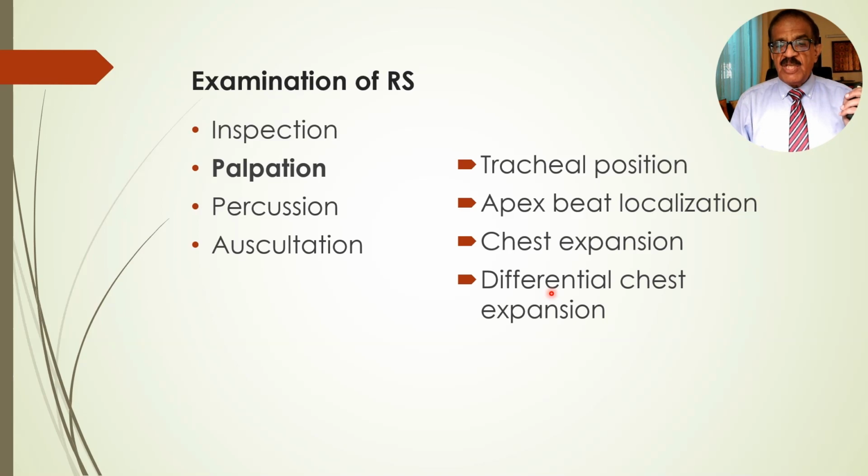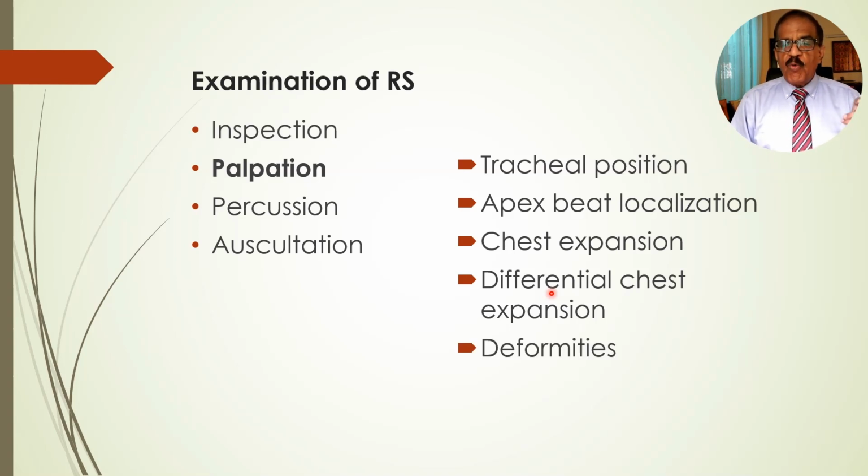Then differential chest expansion. It is possible that one side of the chest is not moving as well as the other one. If there is a disease on one side, whatever the disease may be, the affected side actually moves less. There is a method which I will demonstrate later. You can compare one-sided expansion with the other one, and the side which moves less is the disease side, and the side which moves more is the normal side.